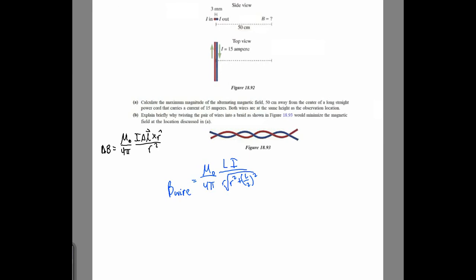This equation can be approximated to mu naught over 4 pi times 2I divided by r if the perpendicular distance r away from the center of the wire is much less than the length of the wire L. R is much less than L. We can use this approximation, and this is the equation that we're going to use for part A. So we know that B equals mu naught over 4 pi times 2I divided by r.